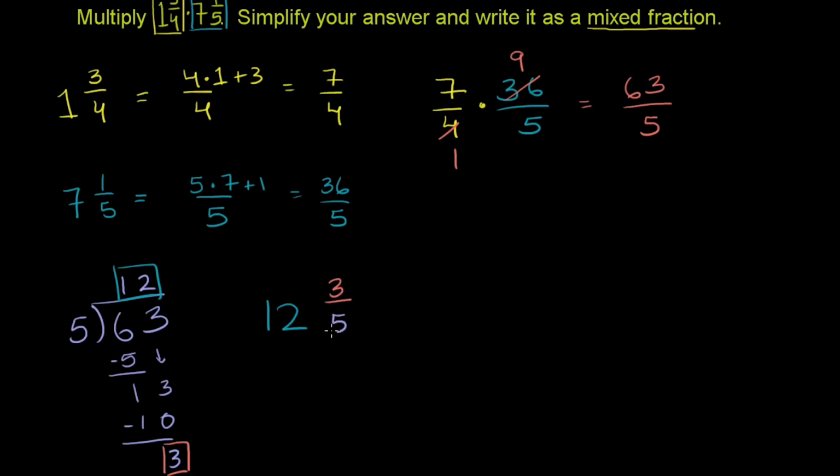If you wanted to go back from this to that, just think, 12 is the same thing as 60 fifths, or 60 over 5. 60 over 5 plus 3 over 5 is 63 over 5. So these two things are the same thing. These two things are equivalent. This is as an improper fraction. This is as a mixed number, or a mixed fraction. But this is our answer right there, 12 and 3/5.